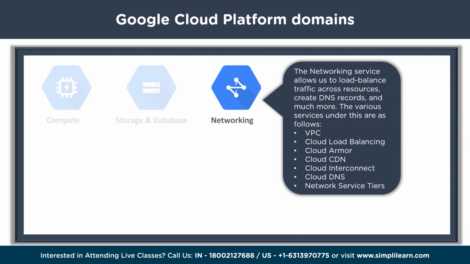When we talk about networking, the networking service allows us to load balance traffic across resources. Now, as I mentioned earlier, resources could be different resources which you would be using from a cloud platform, such as your devices, your instances, memory optimized or CPU optimized instances, or other resources, creating DNS records, and much more. So various services under this are VPC, that stands for Virtual Private Cloud. You have Cloud Load Balancing, Cloud Armor, Cloud CDN, Cloud Interconnect, DNS, and Network Service Tiers.